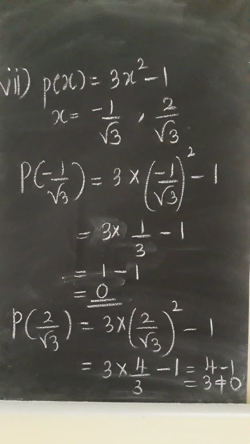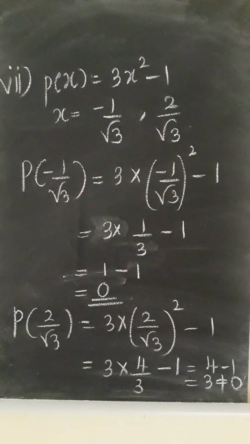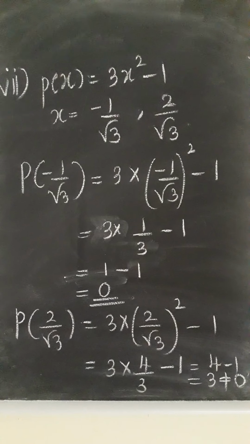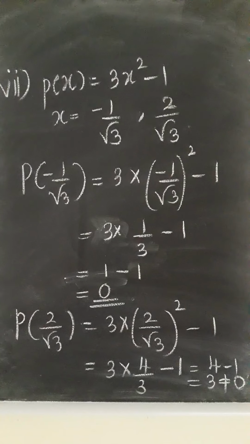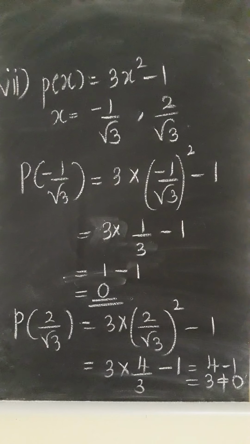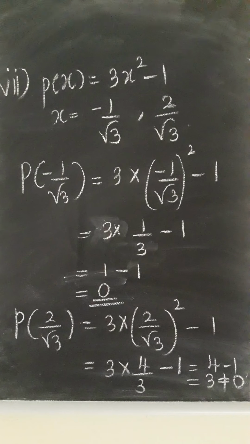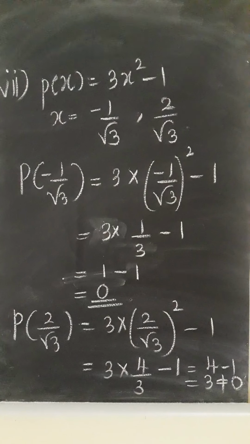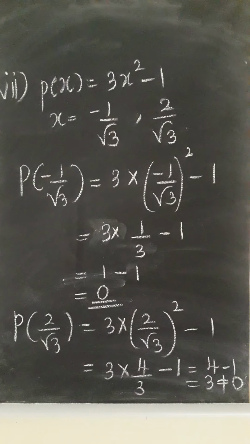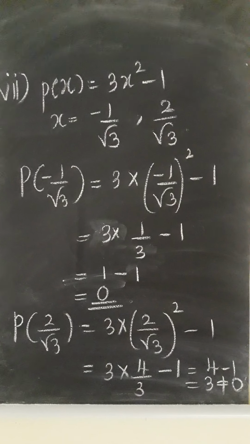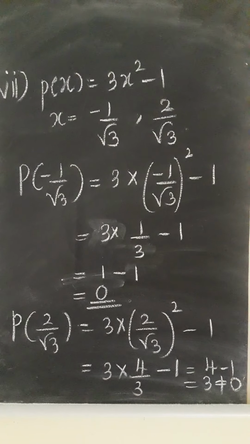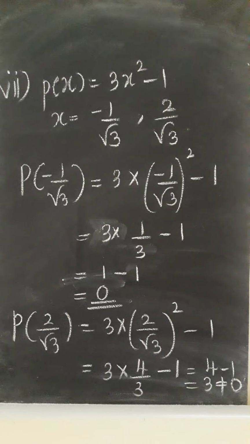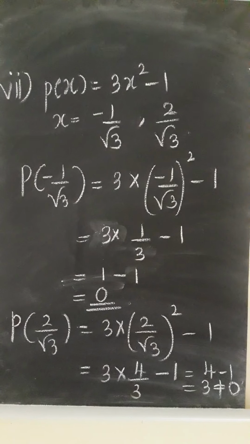So what do you observe here? The value of the polynomial is equal to 0, meaning x equal to minus 1 by root 3 is a 0. But for the second problem, p of 2 by root 3 is equal to 3 into 2 by root 3 the whole square minus 1. And what is 2 by root 3 whole square? 2 square, it is 4. But root 3 square, what is that? It is 3. So 3 into 4 by 3 minus 1. So that 3 and 3 we can cancel. Remaining 4 minus 1, it is equal to 3. Is it equal to 0? No. So you should write down not equal to 0. So what is the conclusion there? X is equal to 2 by root 3 is not a 0 of this polynomial.